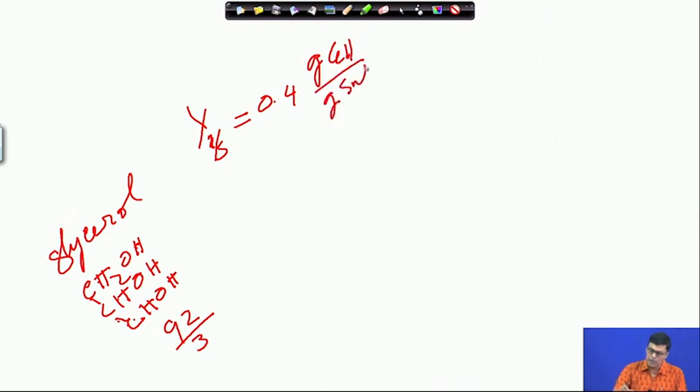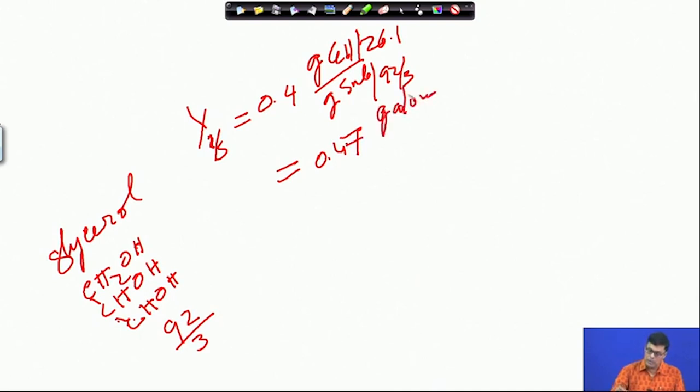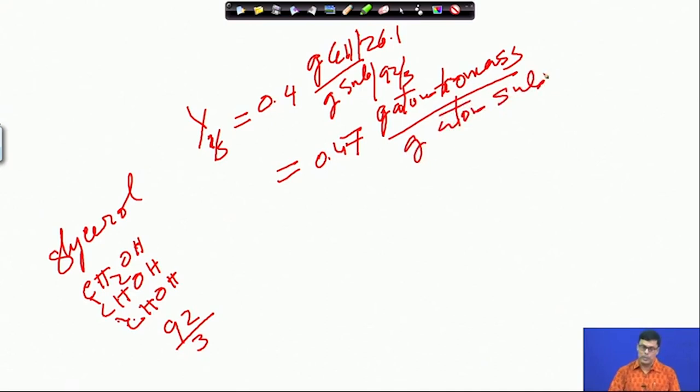So, what I can do, this 0.4 means gram of cells per gram of substrate, am I right? Now, I can divide that with respect to the molecular weight. We know the molecular weight of the cell; in the previous lecture, I have already shown the average formula of the cell mass. If we take the molecular weight, this is around 26.1 gram, and this is 92/3. So, this will come around 0.47, that is gram atom of biomass or cell per gram atom of substrate. This we can easily find out.